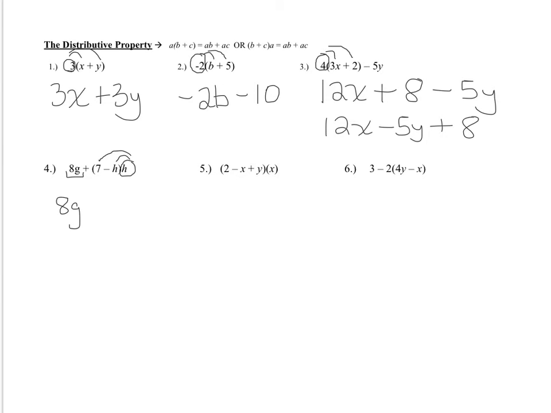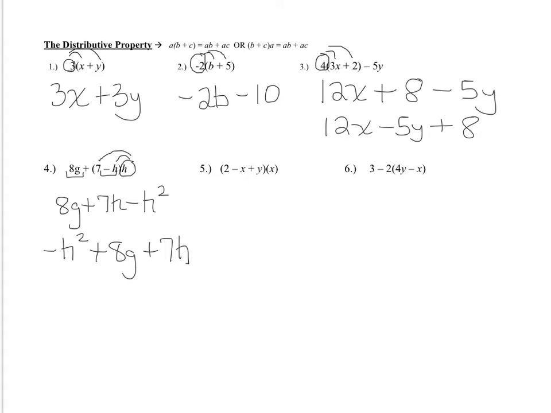So h times 7 is 7h. Because it's positive 7h, I'm going to write plus 7h. And then h times negative h is negative h squared, so I'm going to write minus h squared. And none of those are like terms, so I, again, can't combine them. However, I could rearrange the order by putting everything in alphabetical order, going negative h squared plus 8g plus 7h. Now, to me, order doesn't really matter. I'm just showing you that typically you would put things in alphabetical order.